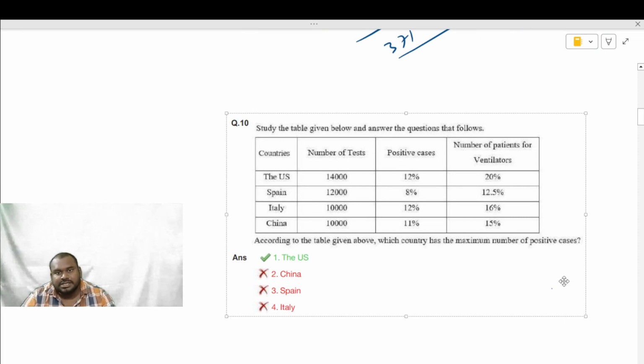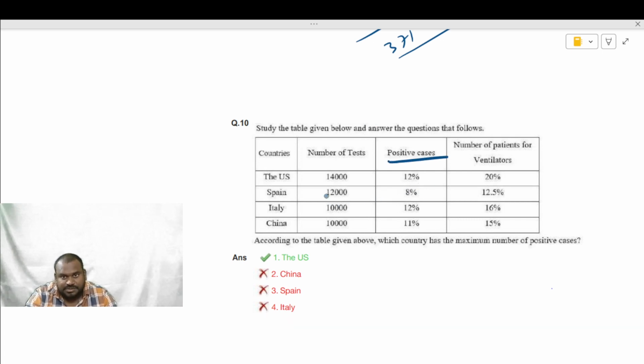Now study the table given below and answer the questions that follow. Countries, the US, number of tests, positive cases, number of patients per ventilator. According to the table, which country has the maximum number of positive cases? Total are 14,000. 12% of 14,000 is 1400 plus 2%, and 2% is 280. 1400 plus 280 is 1680.